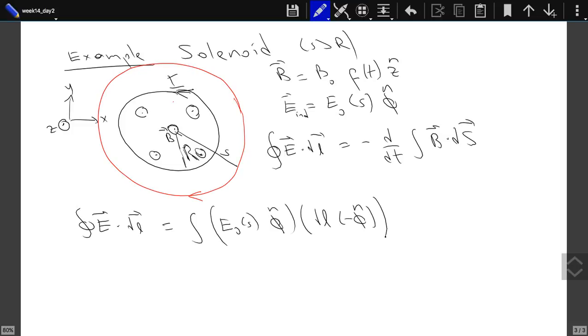You see, phi hat direction is again given by the right-hand rule. Just point your thumb in the direction of Z, then your fingers curl in the direction of phi hat. So phi hat points in the counterclockwise sense at every point. So in this case, since dl is in the clockwise sense, dl is in the minus phi hat direction.